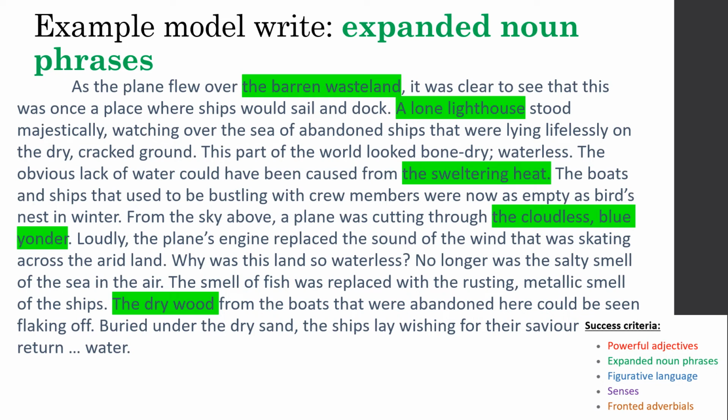When you're editing your work, a good tip would be, if you feel like there aren't many expanded noun phrases in your piece of work, you can skim and scan, look for any nouns, and then look for what adjectives you can put before your noun. And if you want to be really descriptive, then you can put two adjectives, but just remember to put a comma to separate the two adjectives.